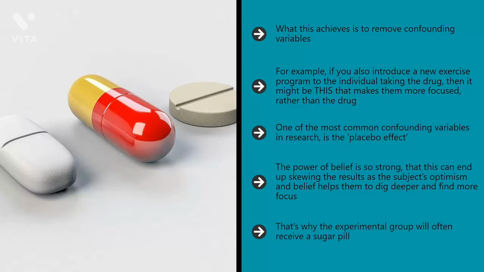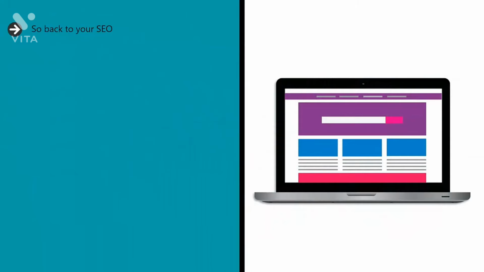That's why the experimental group will often receive a sugar pill. This way, both groups think they are getting something, and you can thereby rule out the role of placebo in the study. So back to your SEO.